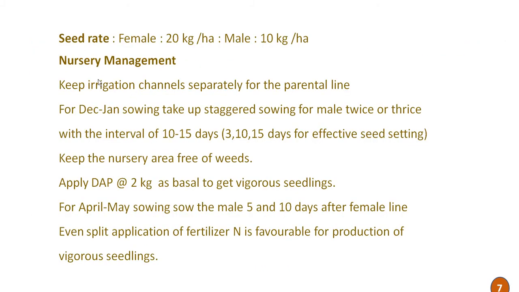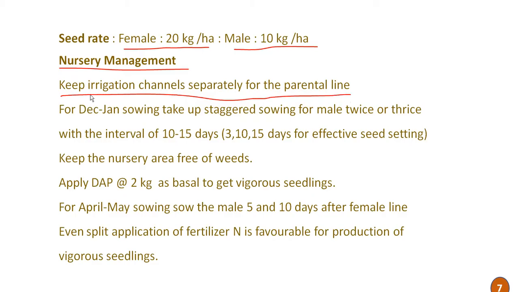Then the seed rate in case of the female line is 20 kg per hectare, and for the male line it is 10 kg per hectare. Nursery management, how the nursery is managed: keep irrigation channels separately for the parental lines. For both parental lines, that is male and female, there must be a separate irrigation channel. Then for December to January sowing, take up stagger sowing for the male twice or thrice.